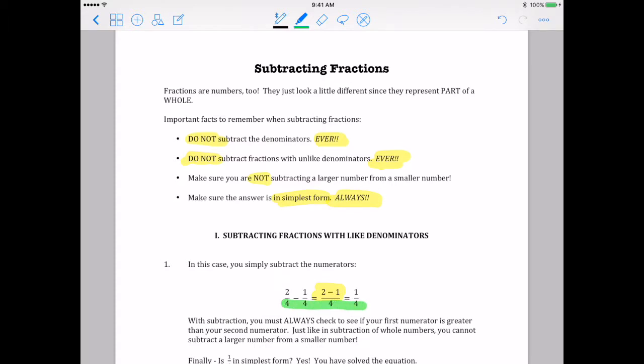It was always 4. So with subtraction, you must always check to see if your first numerator is greater than your second numerator. As you can see, our 2 is greater than 1. Just like in subtraction of whole numbers, you cannot subtract a larger number from a smaller number. I can't say 1 minus 2. I can't take 2 cookies off a plate if there's only 1 cookie left.